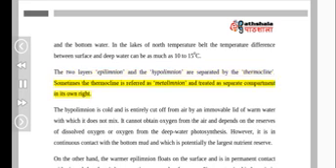Sometimes the thermocline is referred to as metalimnion and treated as a separate compartment in its own right. The hypolimnion is cold and is entirely cut off from air by an immovable lid of warm water with which it does not mix. It cannot obtain oxygen from the air and depends on the reserves of dissolved oxygen or oxygen from deep water photosynthesis. However, it is in continuous contact with the bottom mud, which is potentially the largest nutrient reserve.